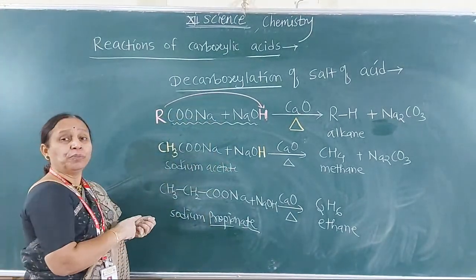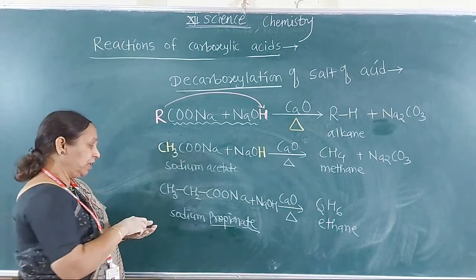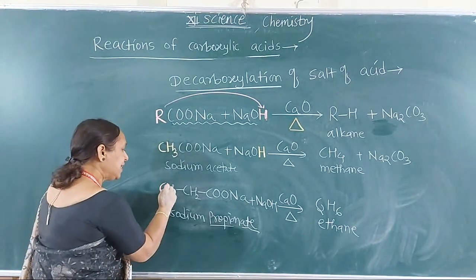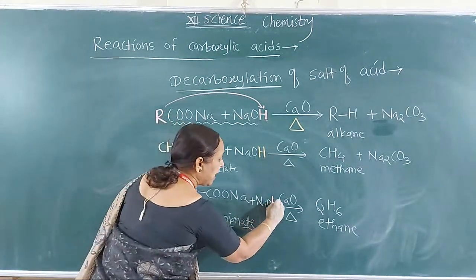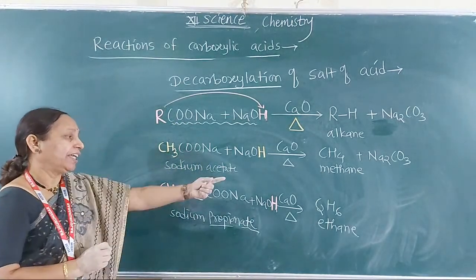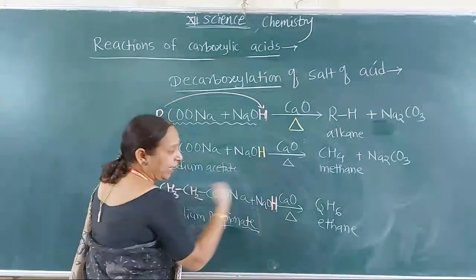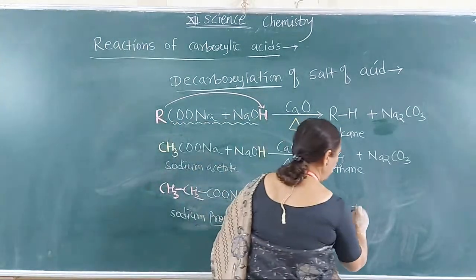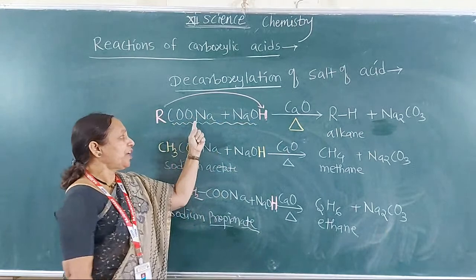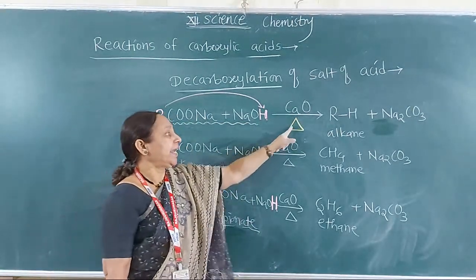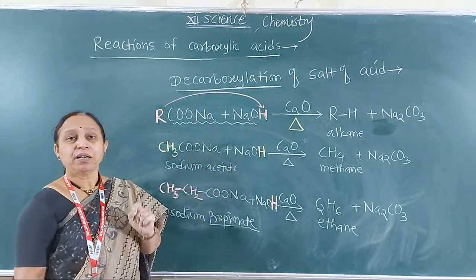Then the ethyl group, the alkyl group of the sodium salt, combines with hydrogen. In this case, CH3CH2 combines with H of NaOH and gives the product C2H6 ethane and the side product Na2CO3. Thus, sodium salt of acid is heated with soda lime and gives alkane.